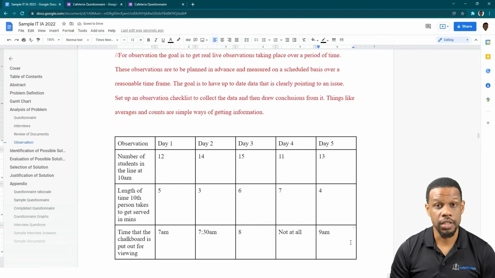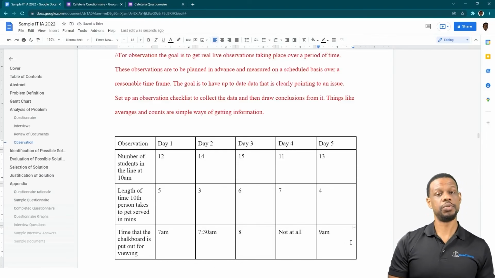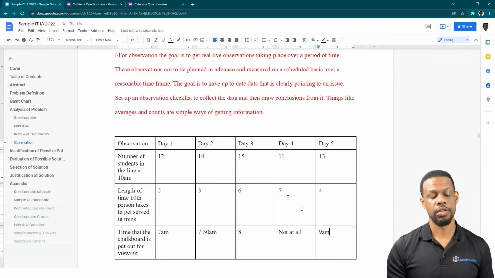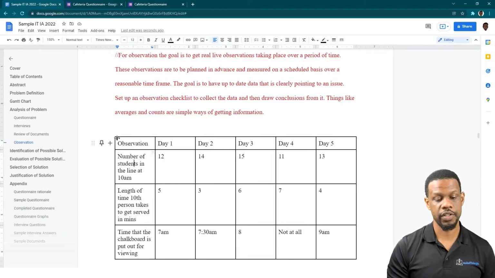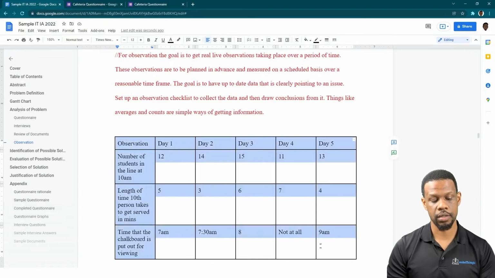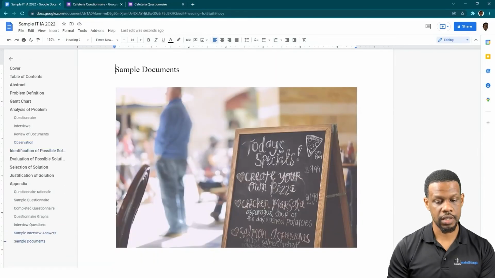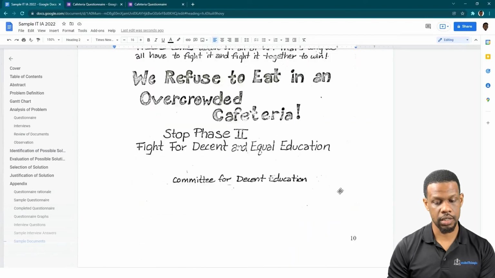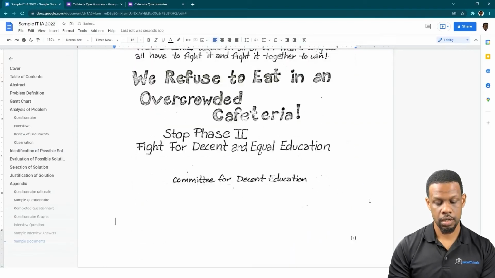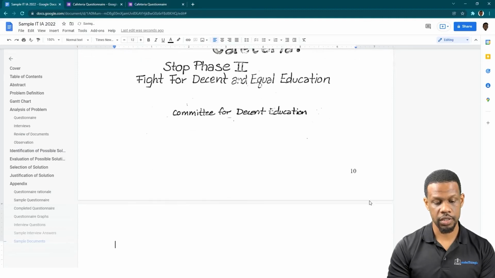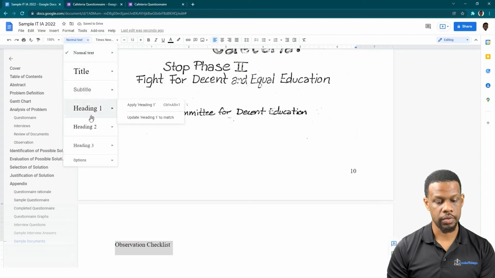What you want to do is observe these things, and when you observe these things, you are going to draw conclusions. So I'll take the whole observation checklist and put it in the appendix again. After the sample documents there, I head down, insert a page break, and go to the observation checklist. Put in the observation checklist here. That will be heading 2. Right, so we have the observation checklist.